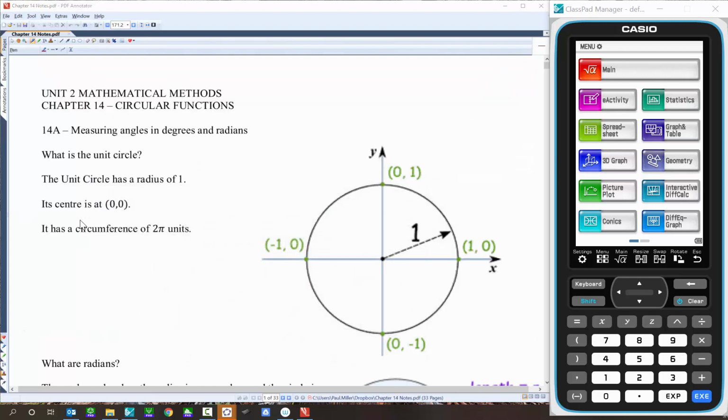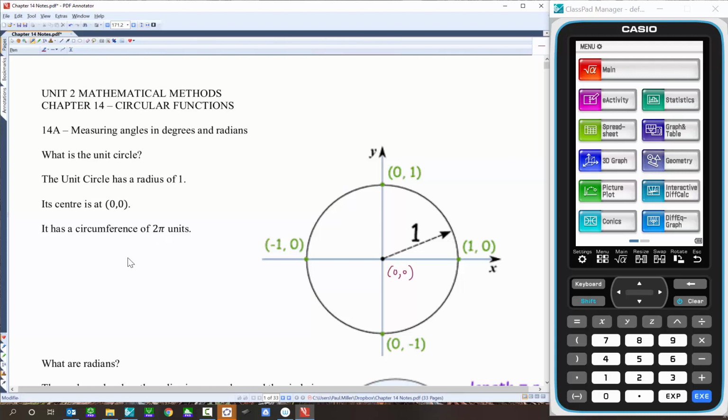Okay, so the first thing you would maybe recall from the end of year 10 is that we did a little bit of work with the unit circle. The unit circle has a radius of 1. There's the unit circle, radius of 1. Center is at the origin, 0, 0. And it has a circumference of 2 pi units.